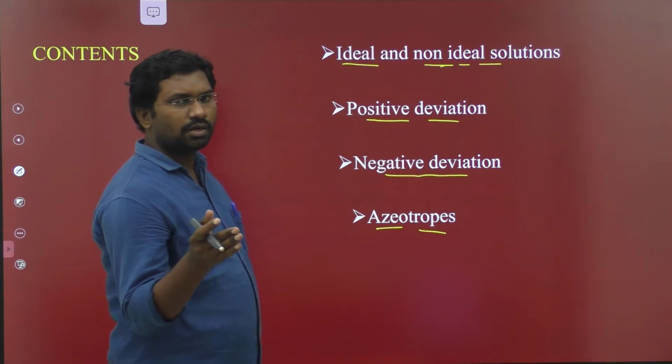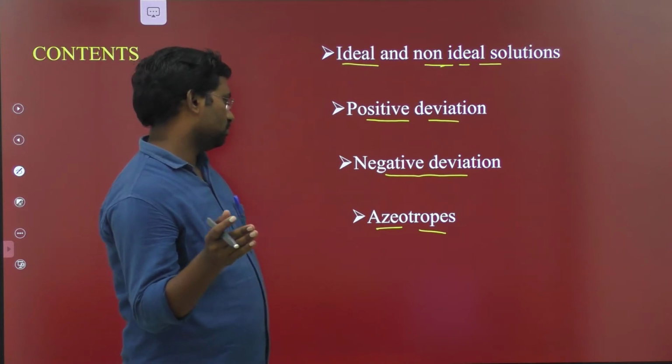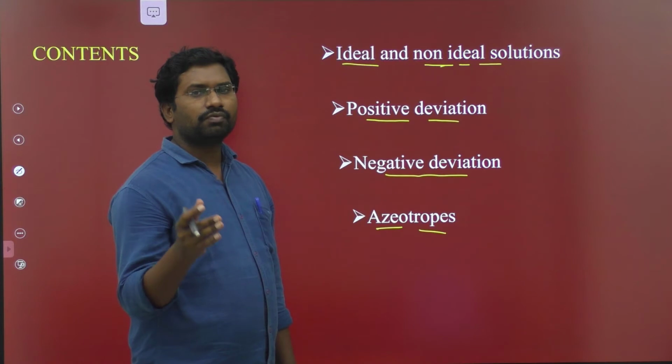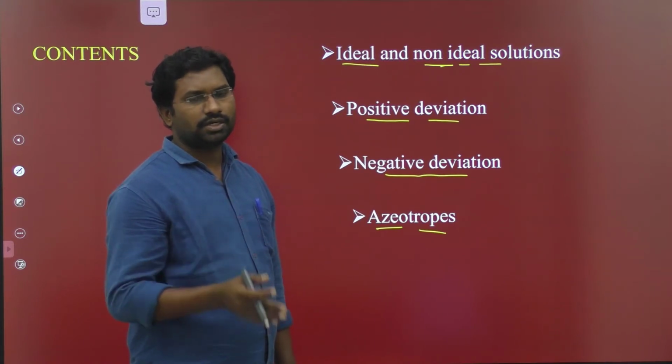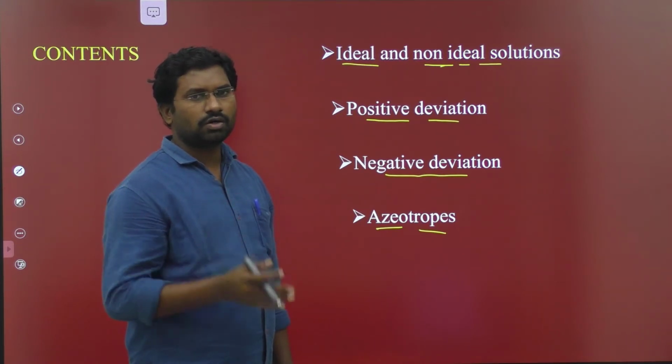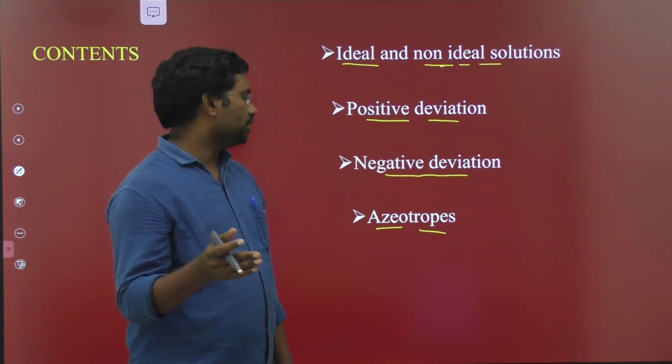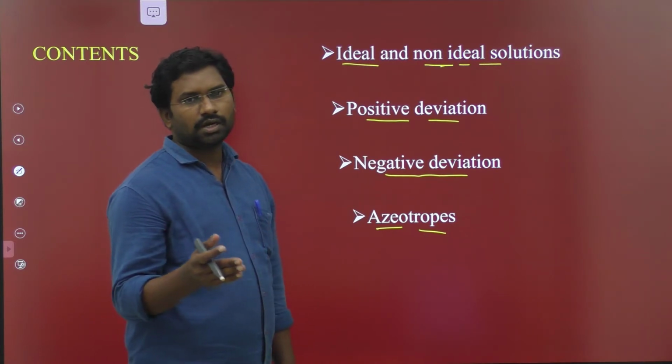Therefore azeotropes are binary liquids which have the same composition in liquid phase and vapor phase at constant temperature. They boil at constant temperature. So based on this property, these azeotropic mixtures cannot be separated.